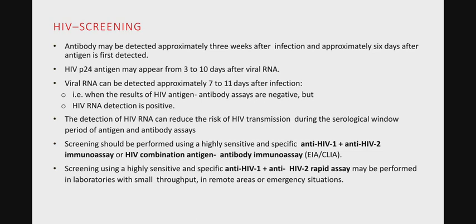The detection of HIV RNA can reduce the risk of HIV transmission during the serological window period of antigen antibody assays. So the main tests we'll do are the antigen test and the antibody test using immunoassay, that is enzyme immunoassay, and chemiluminescence, or the rapid assay, which can be performed in small laboratories with small throughput, in remote areas, or in emergency situations.